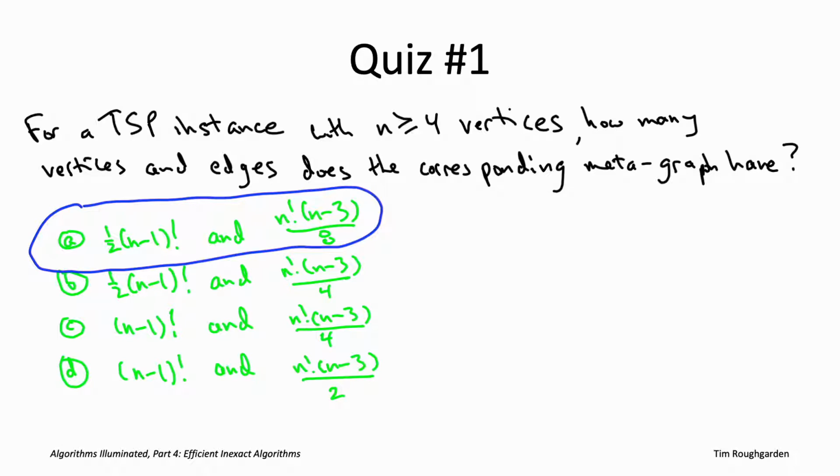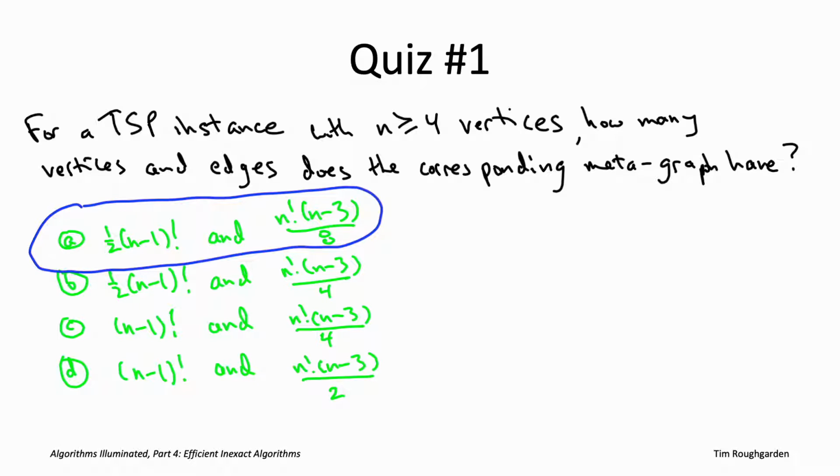So the easier question is the number of vertices. Remember, vertices of the metagraph correspond to tours in the TSP instance. And actually, you might recall that we had a quiz back when we were first talking about TSP, where we counted up the number of different traveling salesman tours, and that number was 1/2 times quantity n minus 1 factorial. That's the number of tours. Tours correspond to vertices in the metagraph, so that's the number of vertices in the metagraph. So that narrows it down to either answer A or answer B.